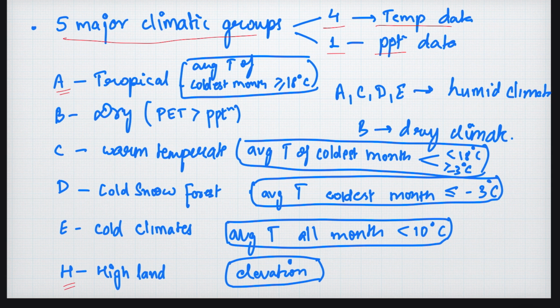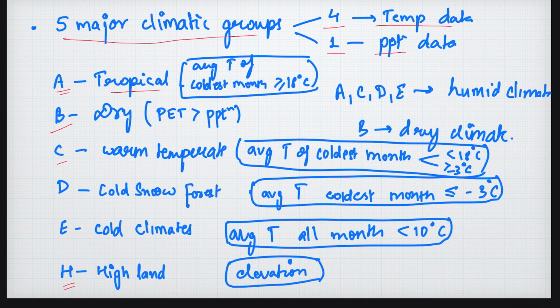For A, it is the tropical climate, where the average temperature of the coldest month is greater than 18 degrees Celsius. This means in the tropical climates, the temperature always remains above 18 degrees Celsius, even during the coldest month. Then B, it is a dry type of climate. Here, precipitation is much less than the potential evapotranspiration. It simply means that the evaporation is much more than the precipitation gain.